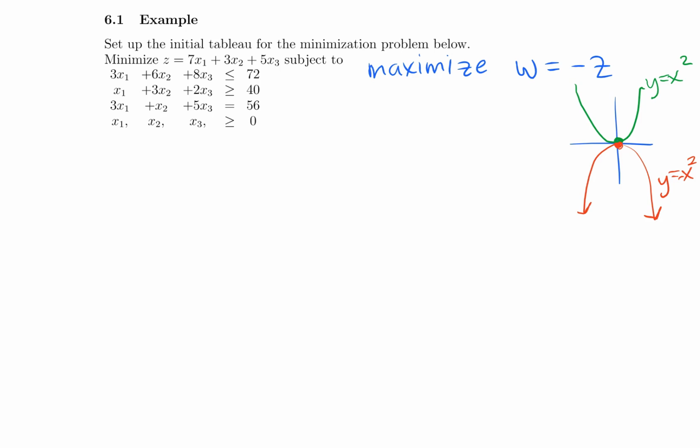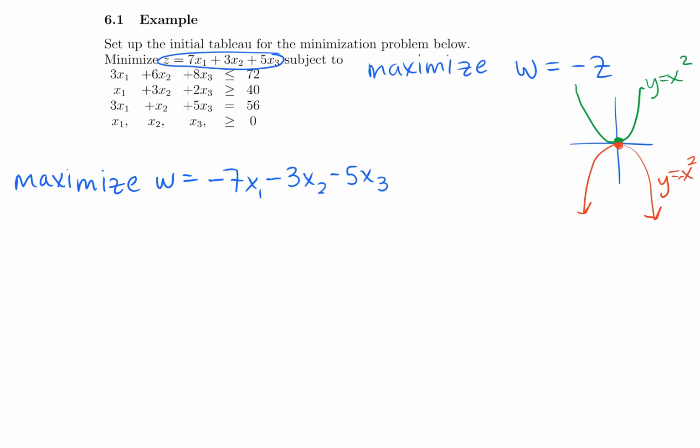Okay, so we've got to maximize negative Z, so let's go ahead and write that down. We're going to maximize W, which will be equal to negative 7x1 minus 3x2 minus 5x3, because it must be the negative of Z. Now, since we're trying to set up a standard maximum, we would like the first constraint to stay exactly as it is. It has the correct inequality, everything is positive, no big deal. So we're going to maximize W subject to the first constraint, unchanged: 3x1 plus 6x2 plus 8x3 less than or equal to 72.